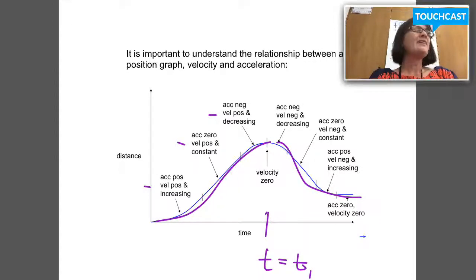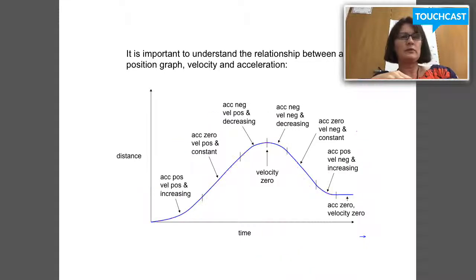So here, if the position function goes downhill, velocity must be negative. So we have, you can see here I've said velocity is negative for all these sections. And then what do we know about acceleration? Acceleration is the derivative of velocity, which means it's going to be the slope of the position function.